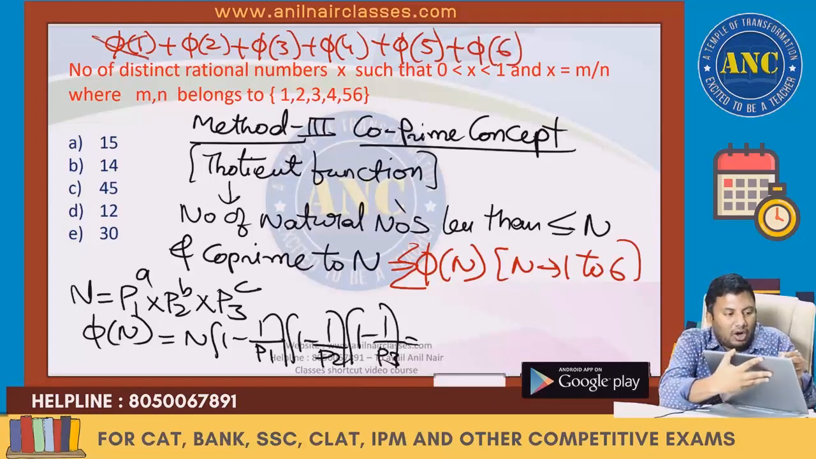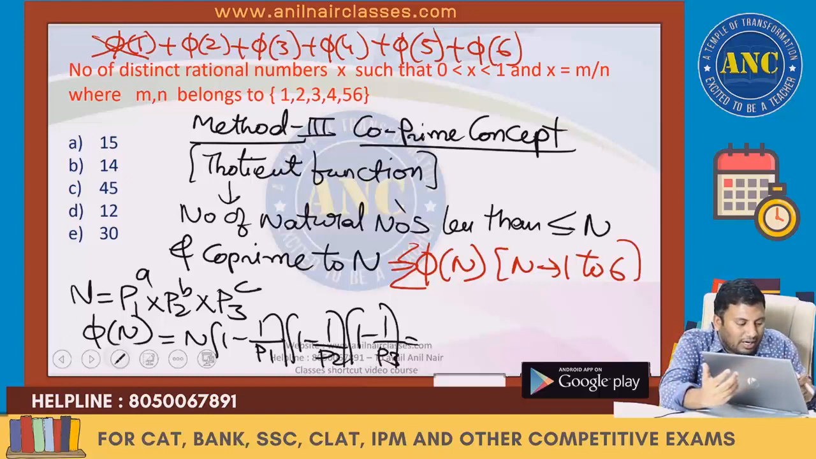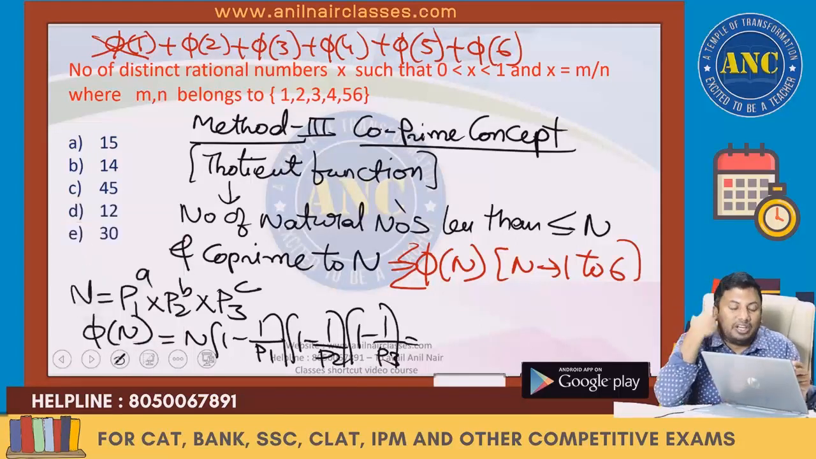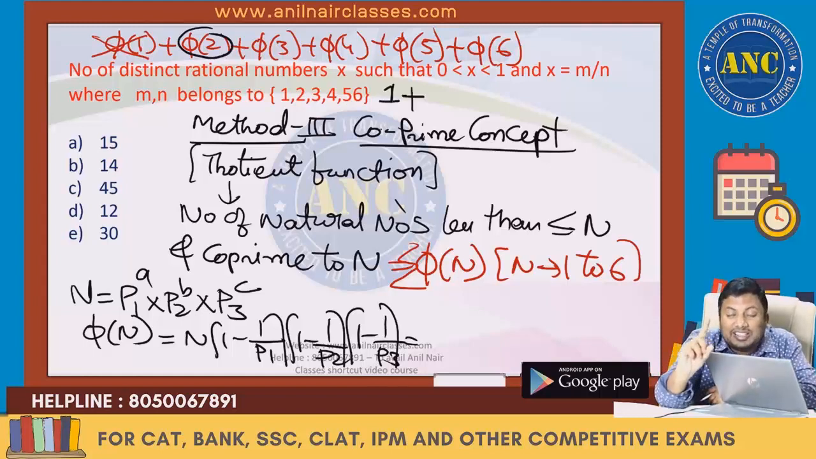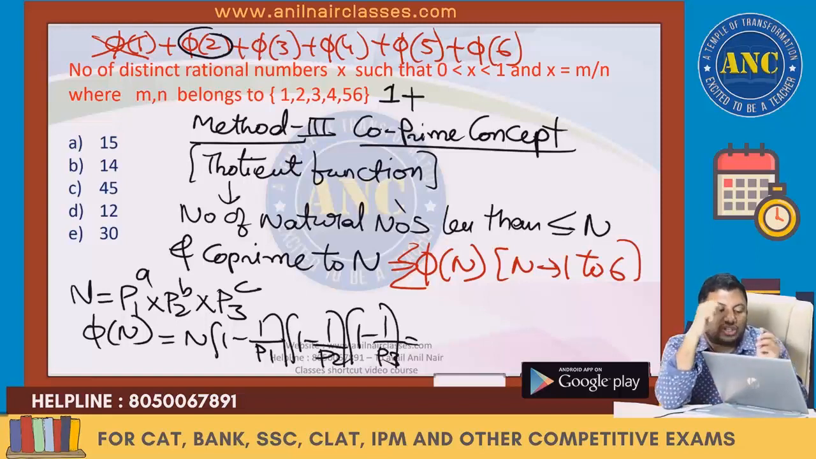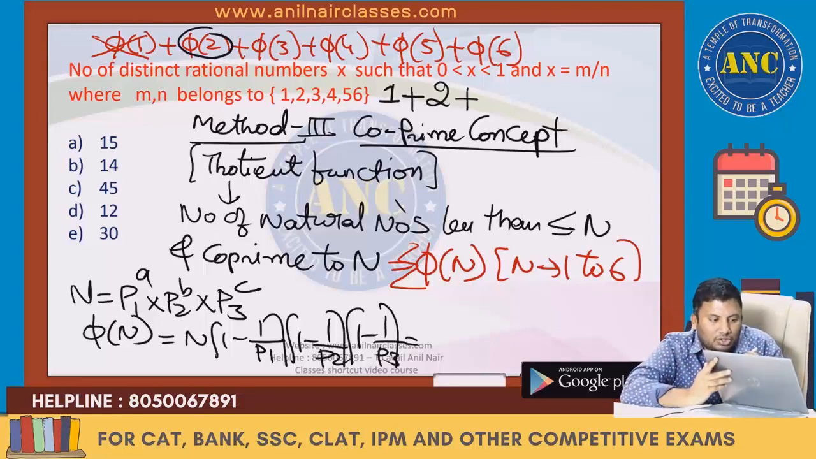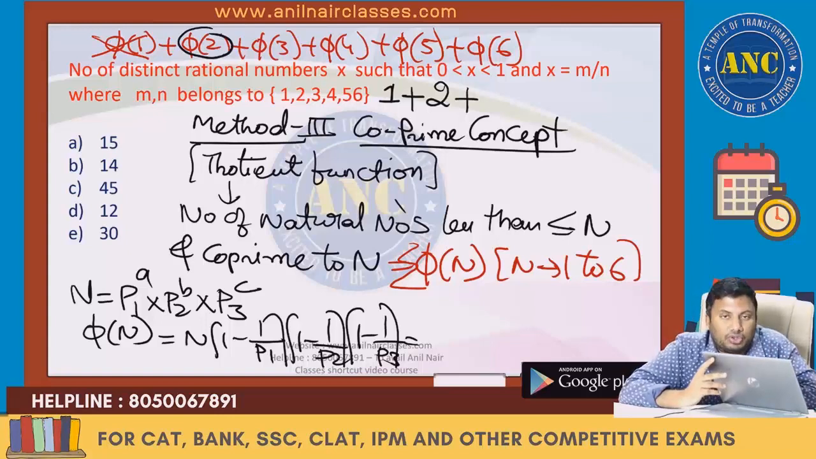Totient of 1: how many natural numbers are less than or equal to 1 and coprime to 1? There is no natural number. Totient of 2 is 1, meaning 1 is the natural number less than 2 and coprime to 2. 1 by 2, one value we got. Totient of 3: the totient of a prime is prime minus 1, so 1 plus 2. 1 is coprime to 3, 2 is coprime to 3. 1 by 3, 2 by 3 we got.